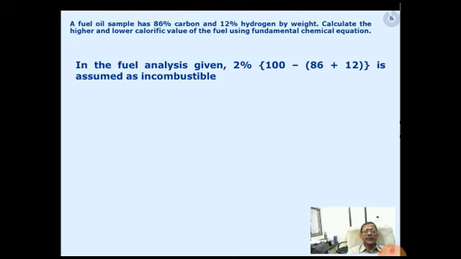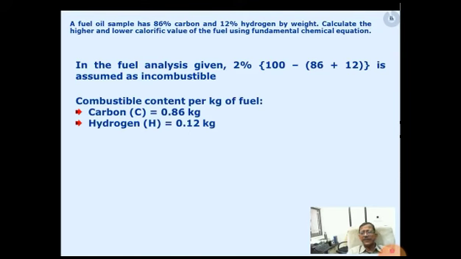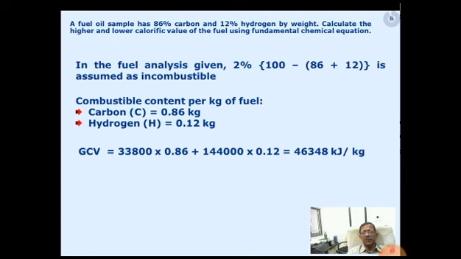After that we see the fraction analysis. So we have here carbon as 0.86 kg and hydrogen as 0.12 kg per kg of fuel. So 1 kg of fuel, after complete combustion, gives 33,800 kJ per kg of carbon. So 0.86 into 33,800 plus 1,44,000 into 0.12. Here there is no deduction of O by 8 because there is no oxygen in the fuel. So 46,348 kilojoule per kg is going to be the gross calorific value.